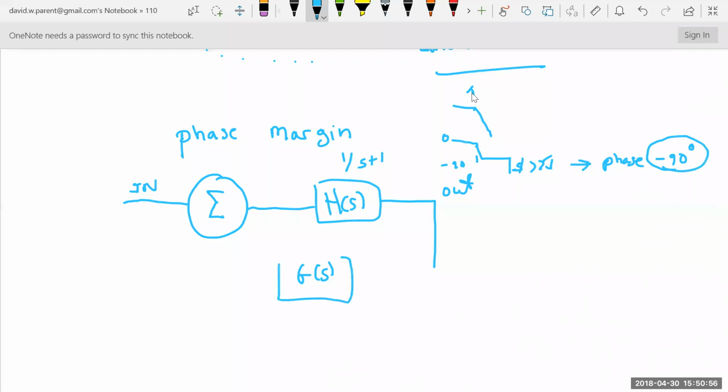Now, when I put it in the feedback loop, it's negative feedback, right? But if I delay this, if G(s) has minus 90 of phase, well, this had minus 90, this had minus 90, I'm at minus 180. Minus 180 is plus 180, which is positive feedback, and now it's unstable.